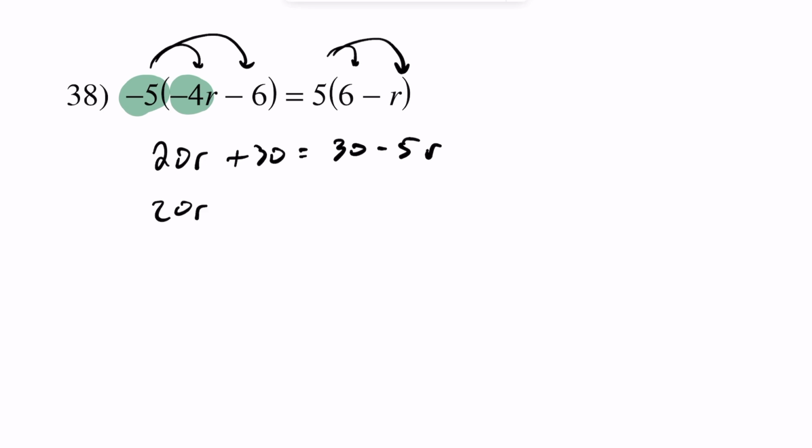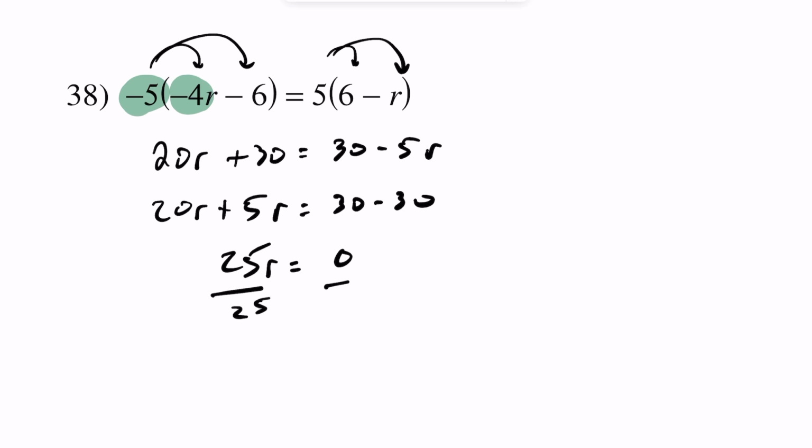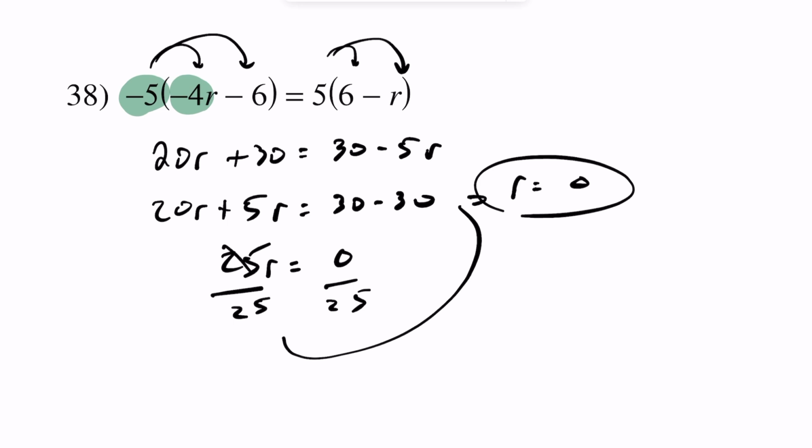And then we want to bring the r's to one side of the equation and numbers to the other. This ends up being 25r is 0. Divide across by 25 here, you can see you get r is 0 because those will cancel. And in this case here, 0 over 25 is 0.